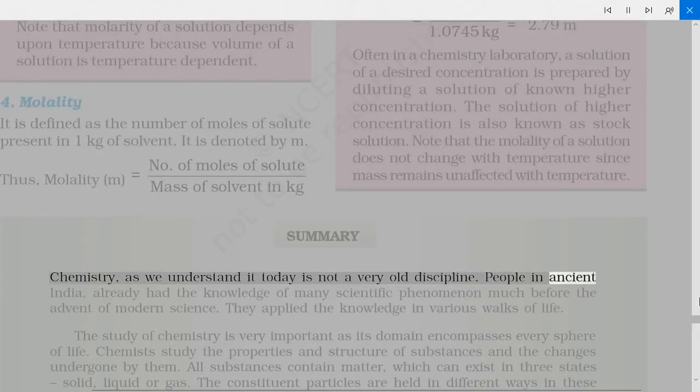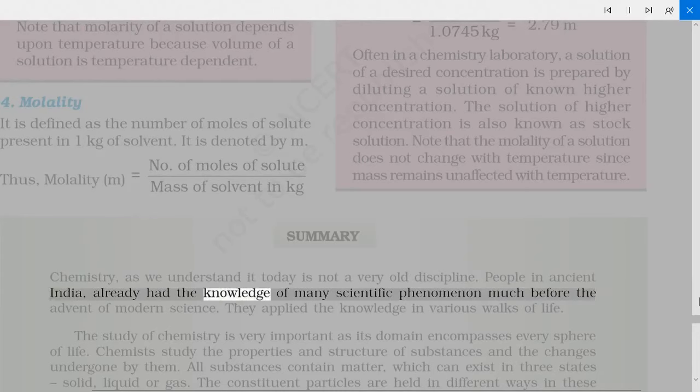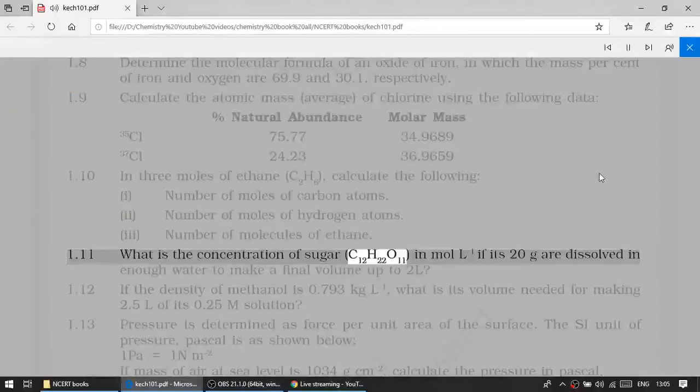Summary. Chemistry, as we understand it today, is not a very old discipline. People in ancient India already had the knowledge of many scientific phenomena much before the advent of modern science.